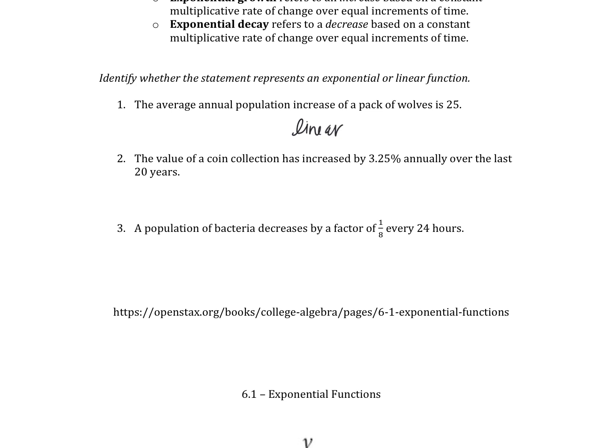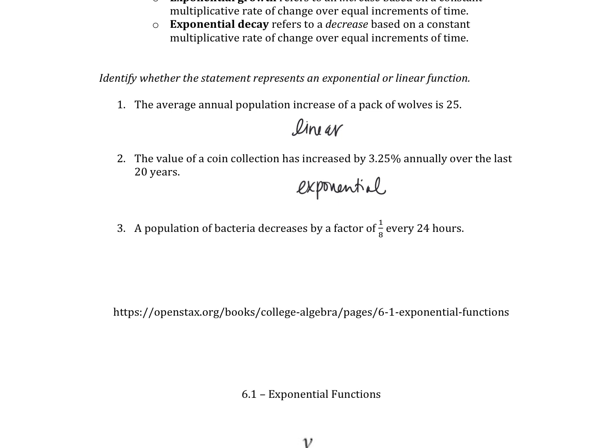Number 2, the value of a coin collection has increased by 3.25% annually over the last 20 years. This is a percentage increase. So you're not adding the same amount each time. You're adding a percentage. That means you're multiplying by an amount each time. So this is exponential. If it's increasing by a percentage each year, that's always exponential.